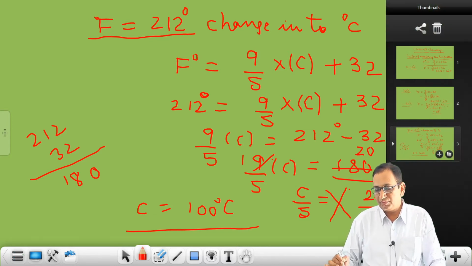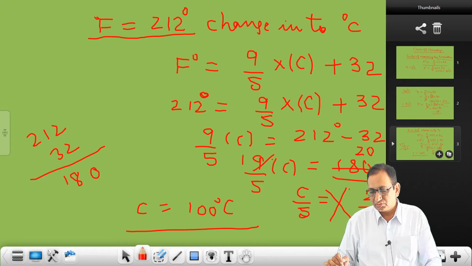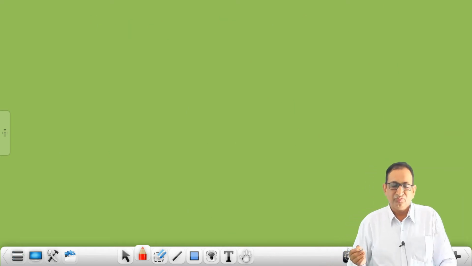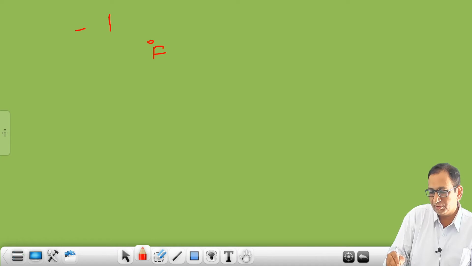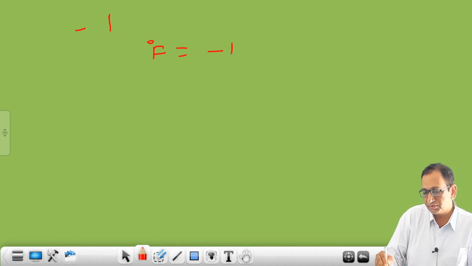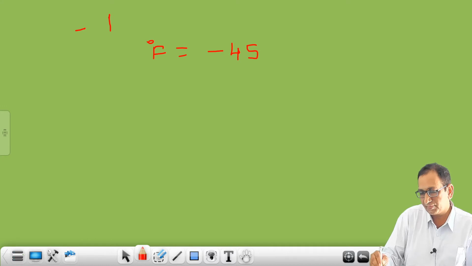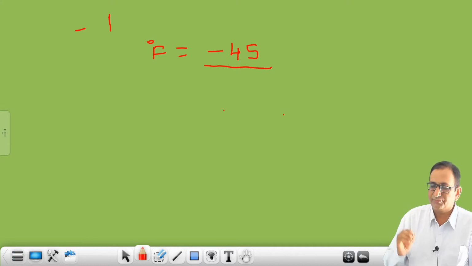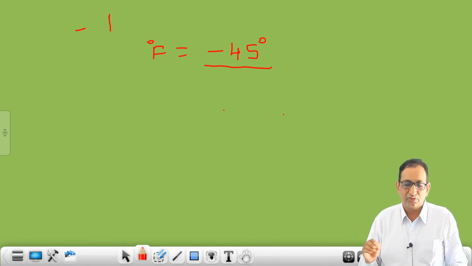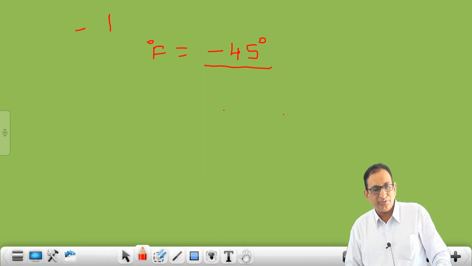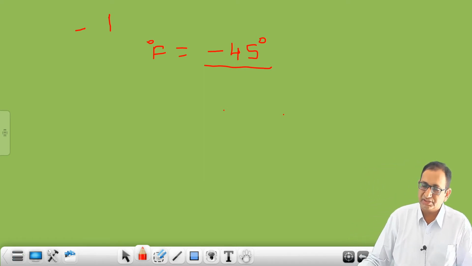And now one more problem we are doing. Okay, students. So we are doing one more problem, and that problem, suppose that you are given Fahrenheit degree is equal to minus 45. Minus 45. Fahrenheit scale, your temperature is minus 45 degree. Okay, students. And we want to get the answer in Celsius scale.